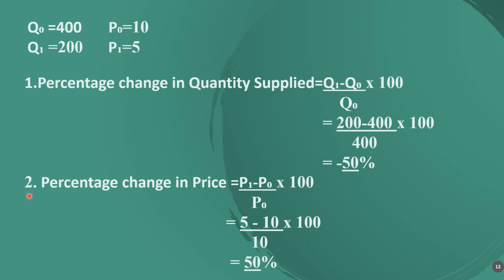Next step, percentage change in price is equal to P1 minus P0 upon P0 into 100. P1 is 5 and P0 is 10. So 5 minus 10 upon 10 into 100. So you get 5 upon 10 into 100. Again 1 upon 2. 100 divided by 2 is 50%. So the percentage change in price is also 50%.